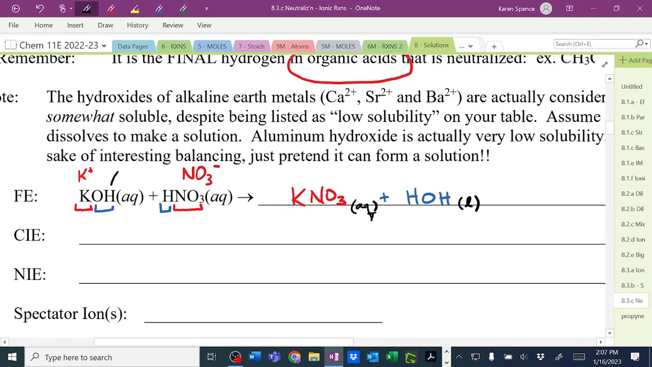We will split up aqueous ionic compounds. It's aqueous ionic. So that's going to split apart into K plus and OH minus. HNO3 will split apart. Now, is HNO3 one of our strong acids? Yes, so I brought no clean clothes. Okay, that's NO3. So that's going to split apart H plus and NO3 minus.